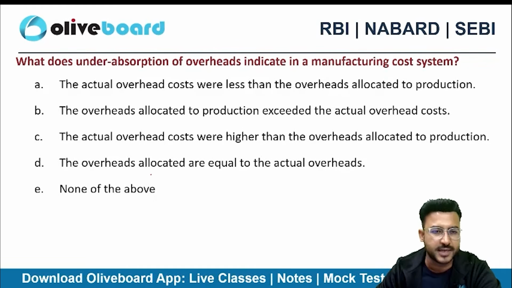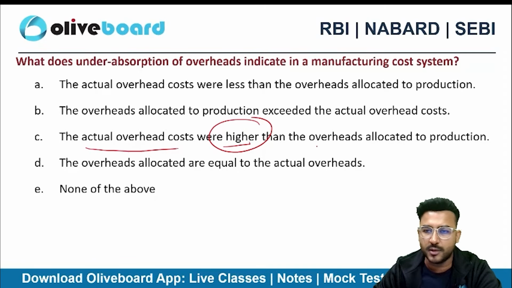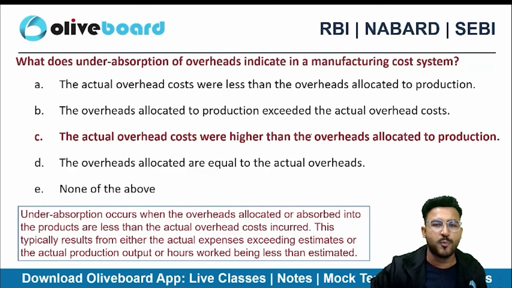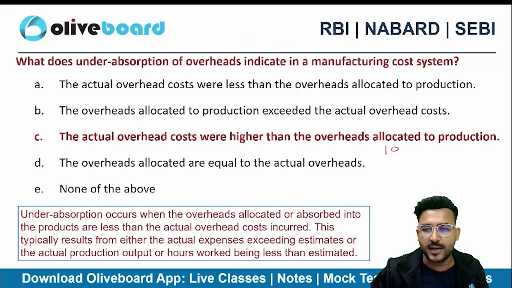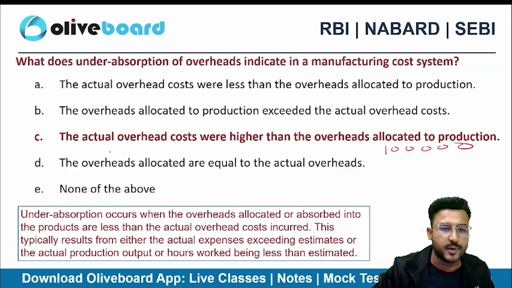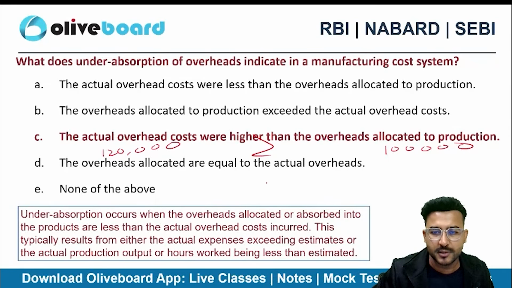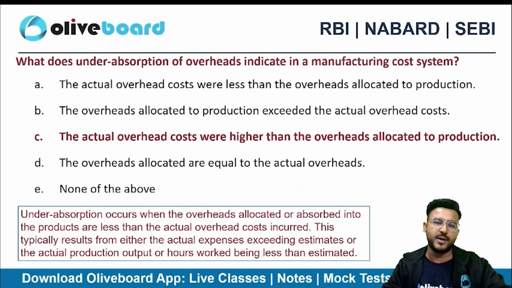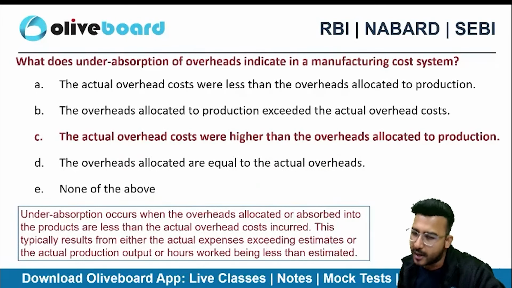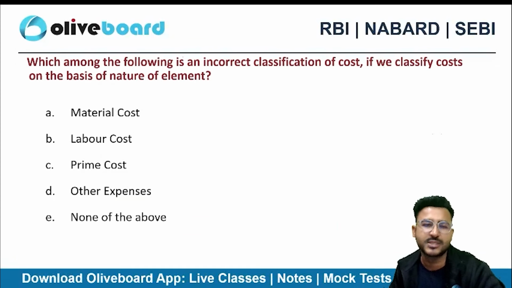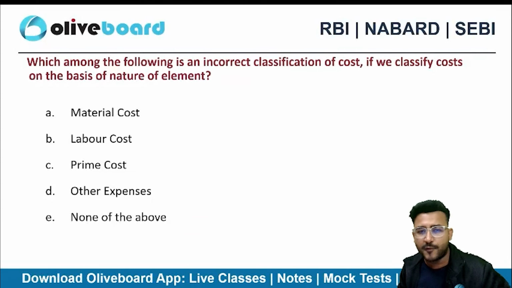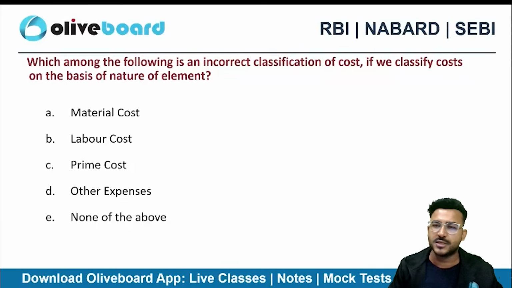What happens in the under absorption? The actual overheads were higher than the overheads allocated or absorbed to the production. So I can say that what I have absorbed is just 1 lakh rupees, but the actual overheads are 1,20,000. So I can say that I have under absorbed the overheads by 20,000, right? That's what the meaning of under absorption is. Very good.